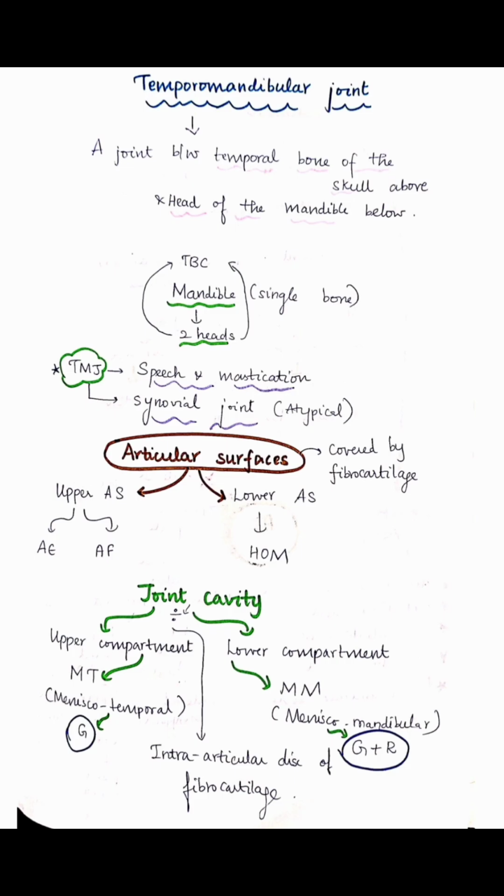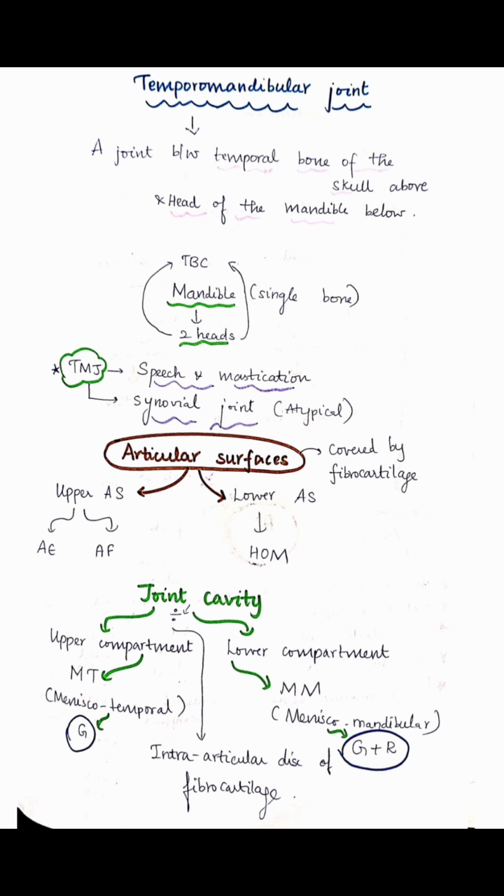Today we are going to see about the temporomandibular joint. So what is the TMJ? A joint between the temporal bone of the skull above and the head of the mandible below. The mandible has basically two heads. The head articulates on each side with the temporal bone of the cranium. TBC is temporal bone of the cranium.